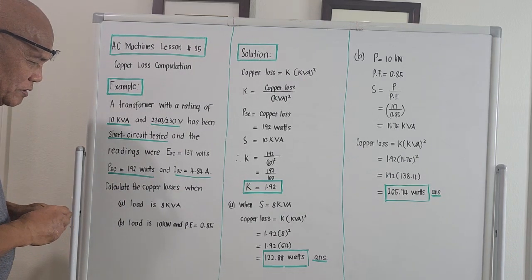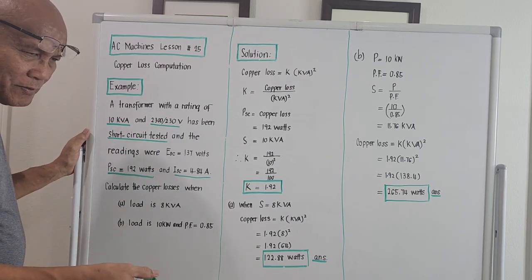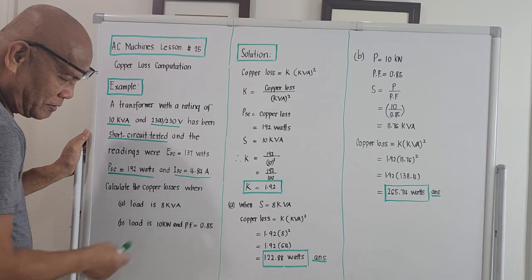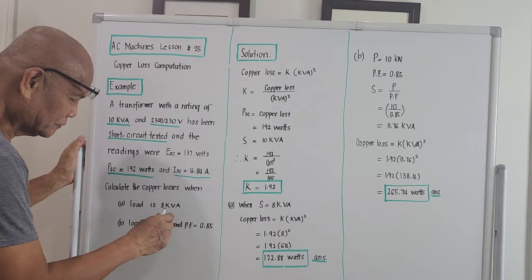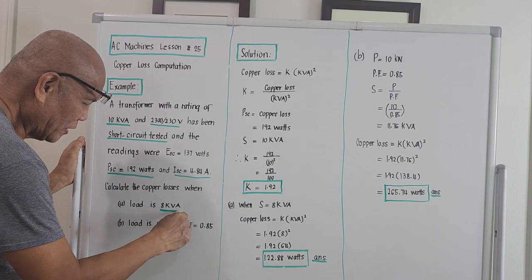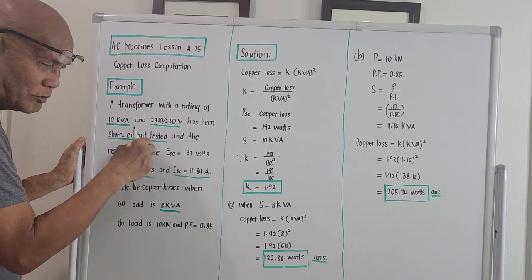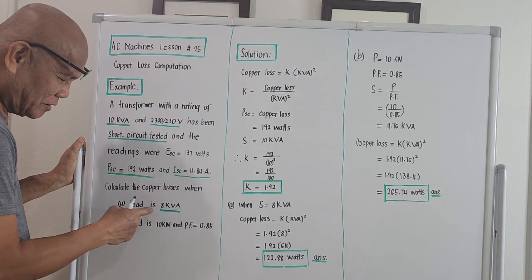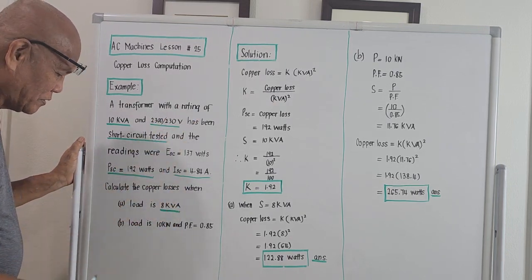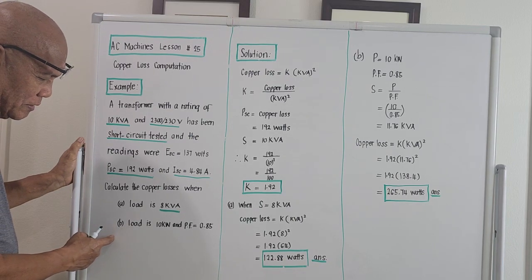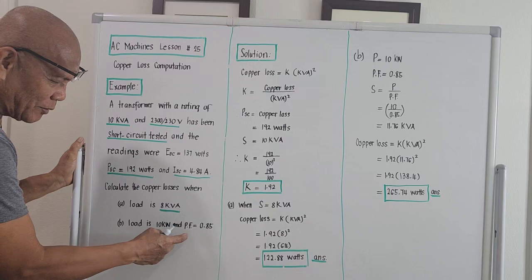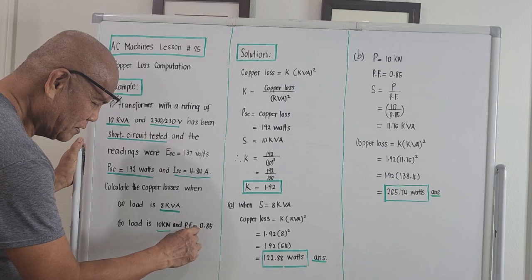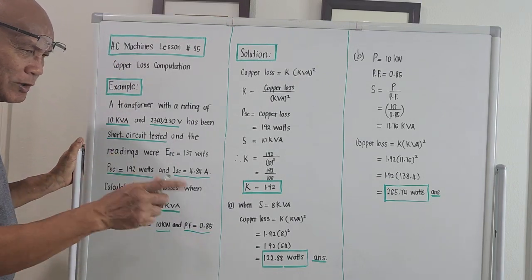Calculate the copper losses when the problem specified two conditions. A, when the load is 8 kVA, because originally the load of the transformer is 10 kVA. Okay, but when the load is 8 kVA, what will be the copper losses? And number two, letter B, when the load is 10 kilowatts and power factor is 0.85, okay, 10 kilowatts, it's not kVA, and 0.85, what will be the copper losses?